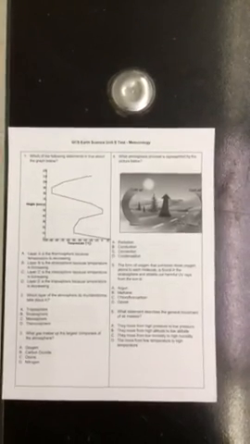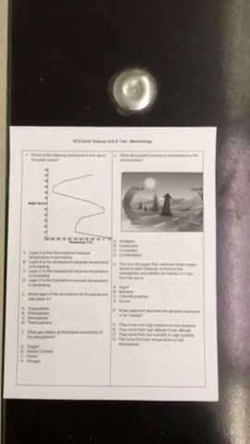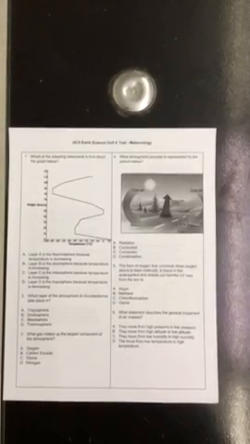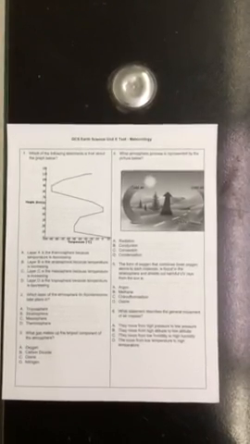Number 2. Which layer of the atmosphere do thunderstorms take place in? A. Troposphere, B. Stratosphere, C. Mesosphere, or D. Thermosphere.